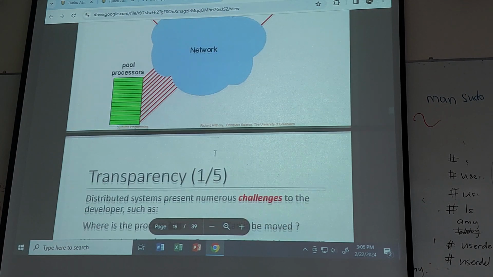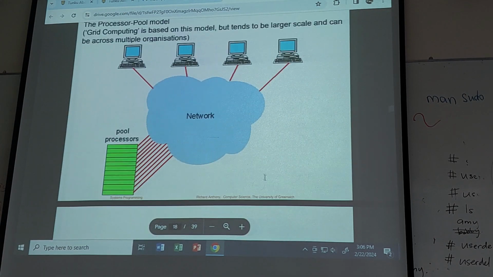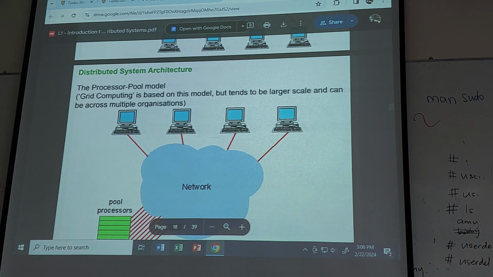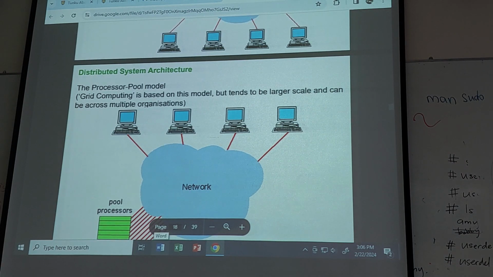And there's another one, I think, I'm not sure, maybe I missed it. It's grid computing, I think it's this one. Grid computing, this one can scale better than the pool processor. Grid computing, the idea is slightly different. It does not need to have this pool processor, this specialized processor. It can be a computer.